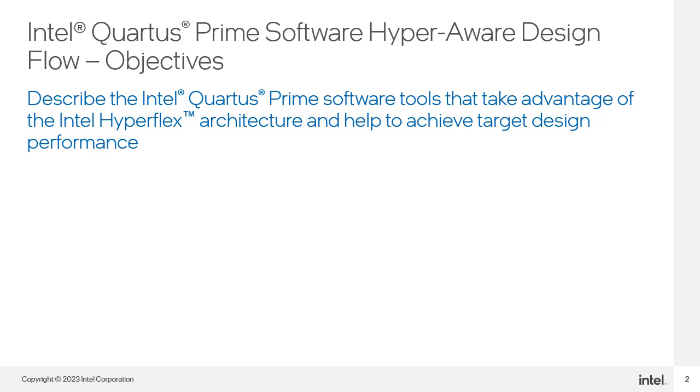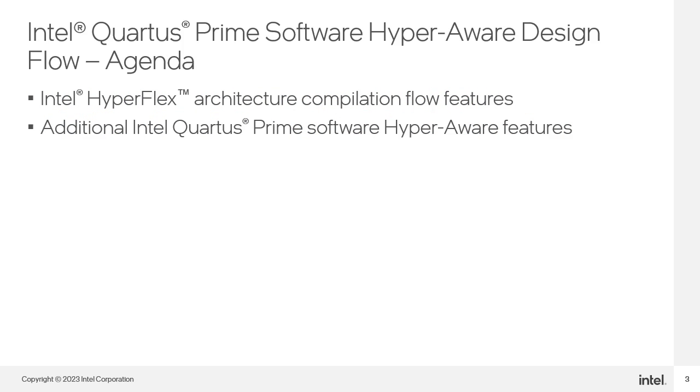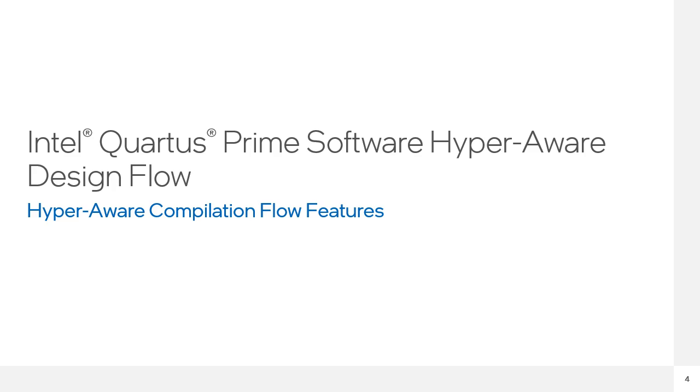By the end of this training, you will be able to describe the Quartus Prime software support for enabling and analyzing the use of hyper-register resources in the Intel Hyperflex architecture. In the course of this online training, we will first cover what new hyper-aware features have been added to the compilation flow of the Quartus Prime software and how to enable these new features. Then we will learn about some additional hyper-aware tools that can be used to evaluate the results of your Hyperflex architecture design. So we start with the hyper-aware compilation flow.